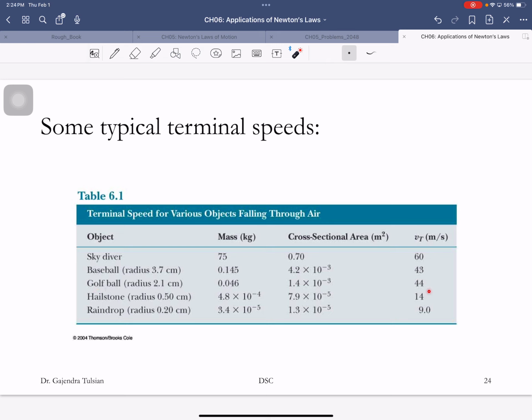If it rained down golf balls, they would be traveling at 100 miles an hour. You don't want to be walking in that. Hailstones are bigger, and they reach a terminal velocity of 14 meters per second. That's about 35 miles an hour, and they can put dents in your car.